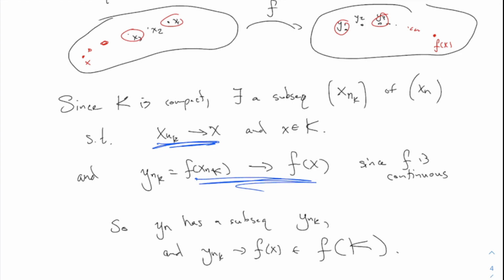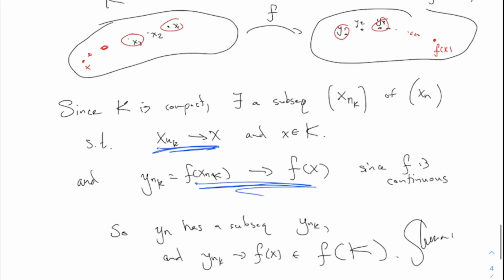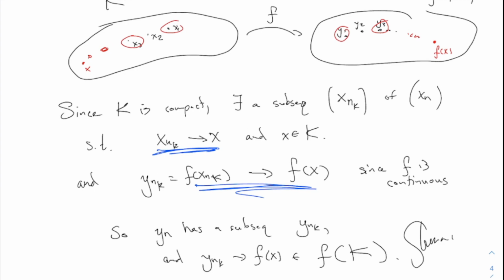So every compact set, when you plug it into a continuous function, turns into another compact set. That's the moral of the story.